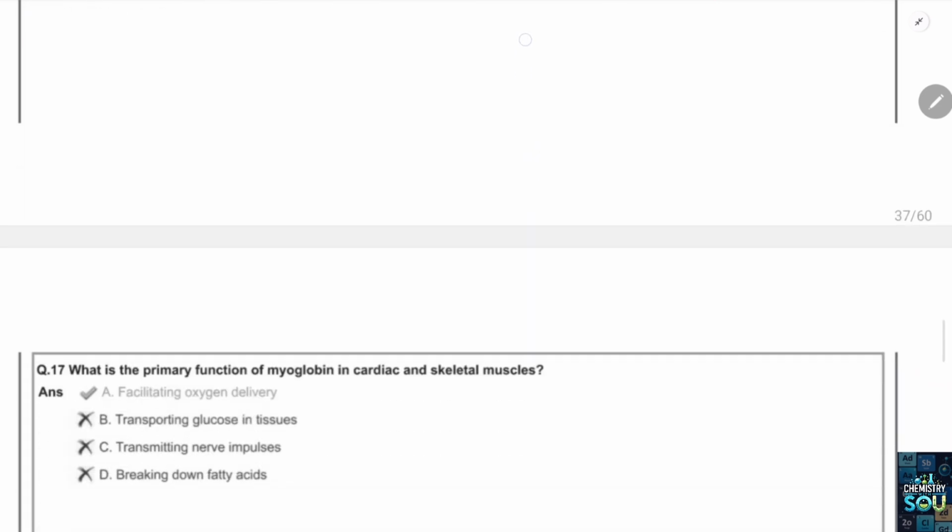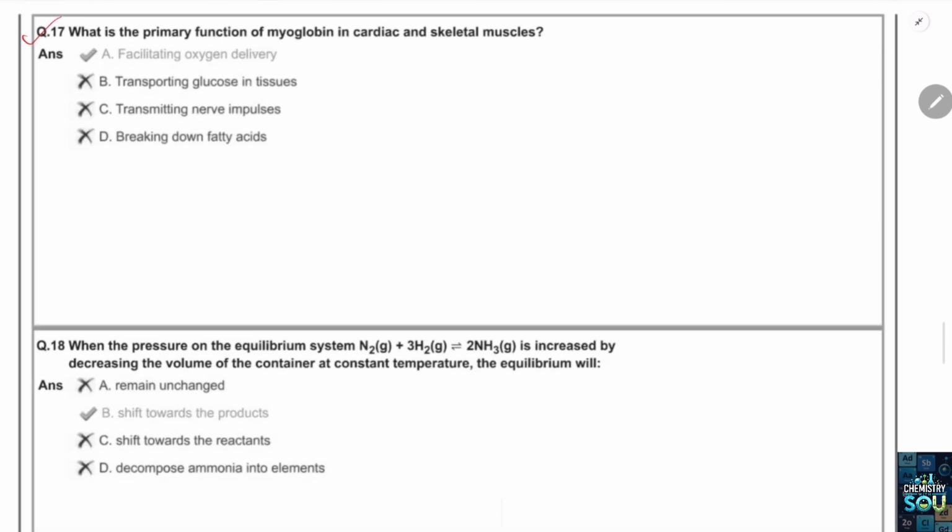Option A is correct. What is the primary function of myoglobin in cardiac and skeletal muscle? It will store oxygen and deliver it when it is needed. So facilitating oxygen delivery, yes. Transporting glucose to tissue, no. Transmitting nerve impulses, no. Breaking down fatty acids, no. Option A is most appropriate.